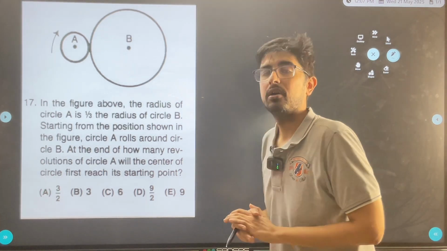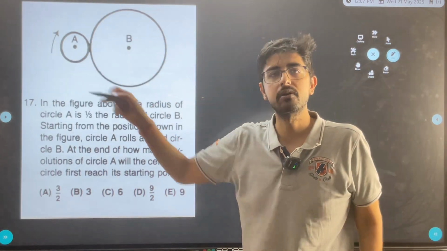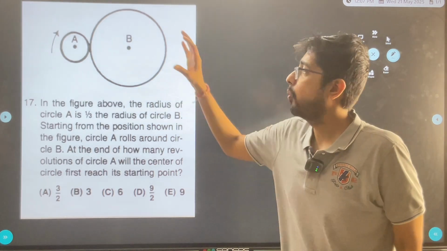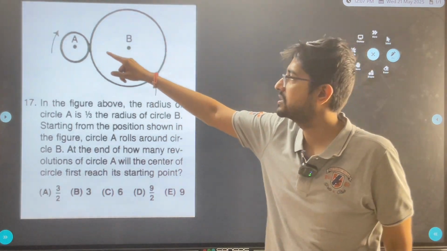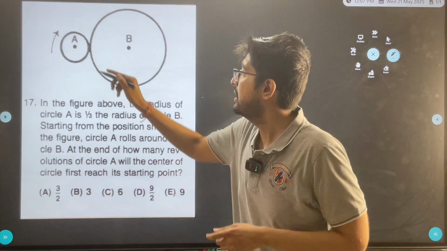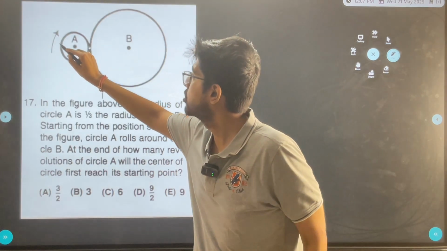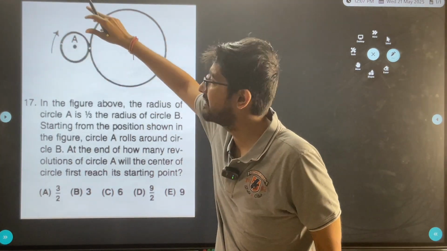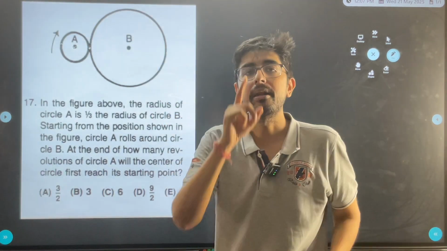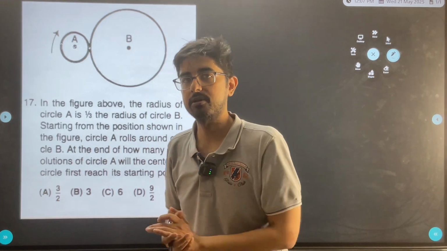Let's look at it from someone standing at the center of B and observing A. If you are able to think about it conceptually, what happens to that person standing at B is the center of A is fixed, while the bottommost point here is moving. The topmost point here is also moving with every rotation, but the center of A remains at that point, and that's the entire catch in this question.